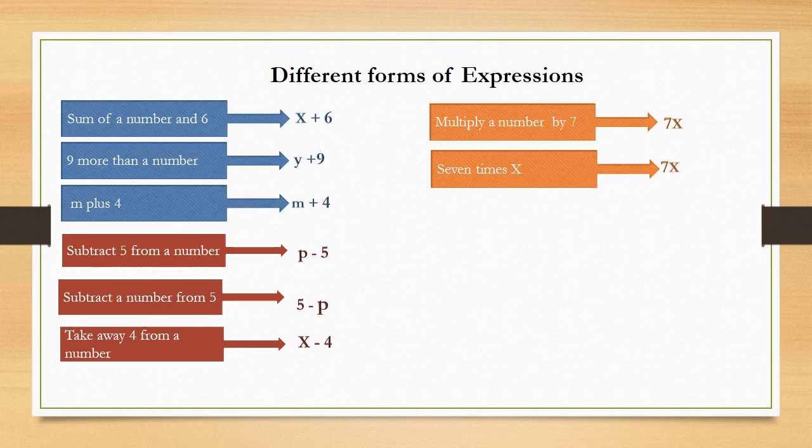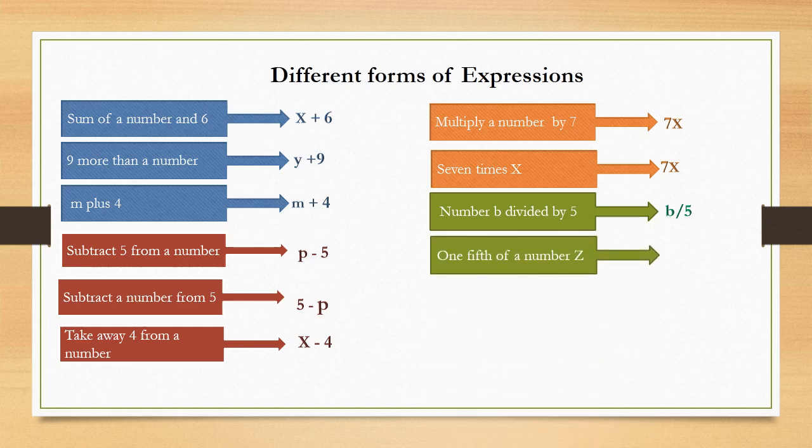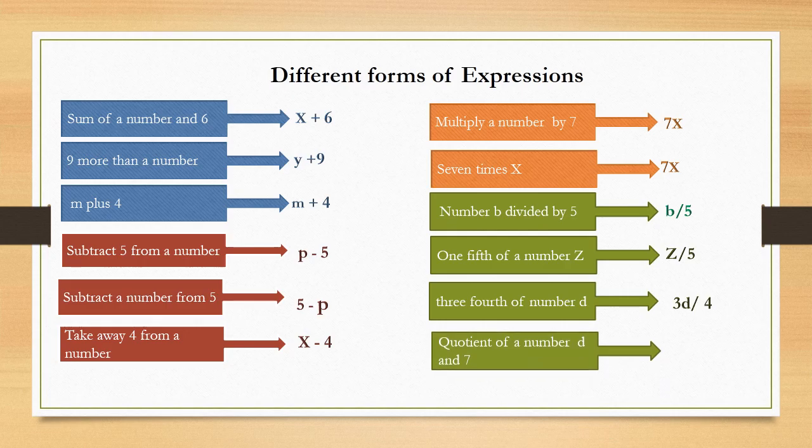Now it's the time to move towards division. Number b divided by 5, that means b upon 5. 1/5 of a number z, that means z upon 5. 3/4 of a number d, that means 3d upon 4. And quotient of a number d and 7, here is the fraction, that means we can go for d upon 7. These are some important forms of expressions.